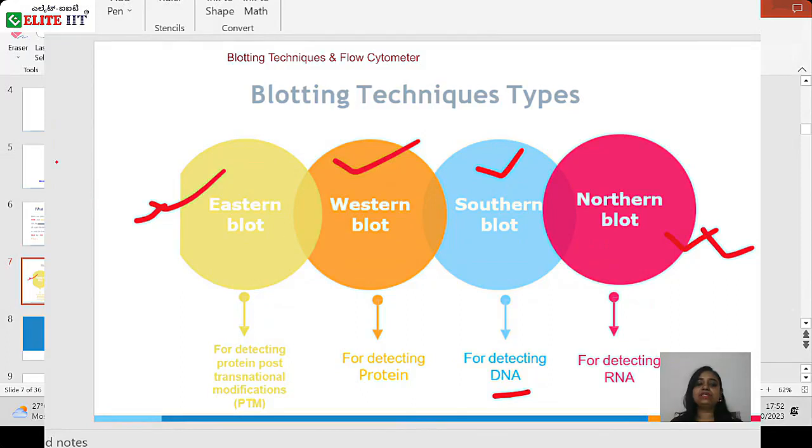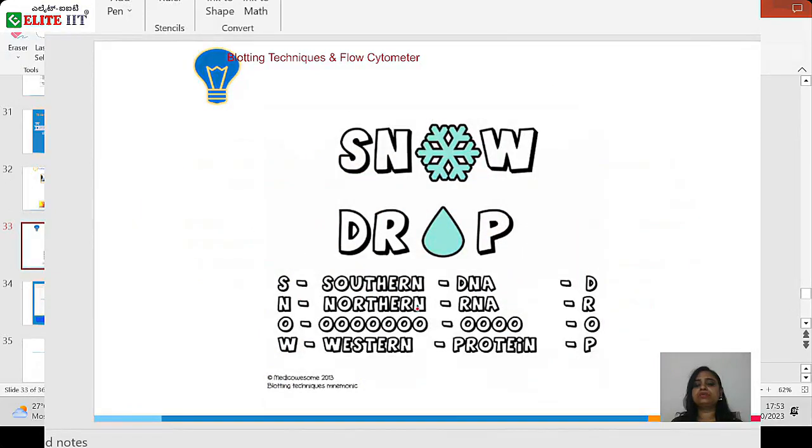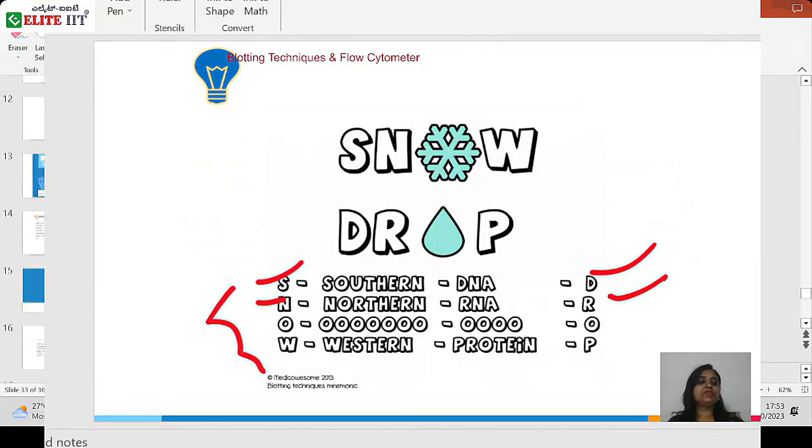Okay, I have given one mnemonic, SNOWDROP. I told you, Hannah. You have to remember which one is for which technique. Yes, ma'am. So it was SNOWDROP. Snow means this one. S for DNA, N for northern blotting, and R for RNA. Okay, so you understood it, na? The last time I told you SNOWDROP. In this way, you can remember.